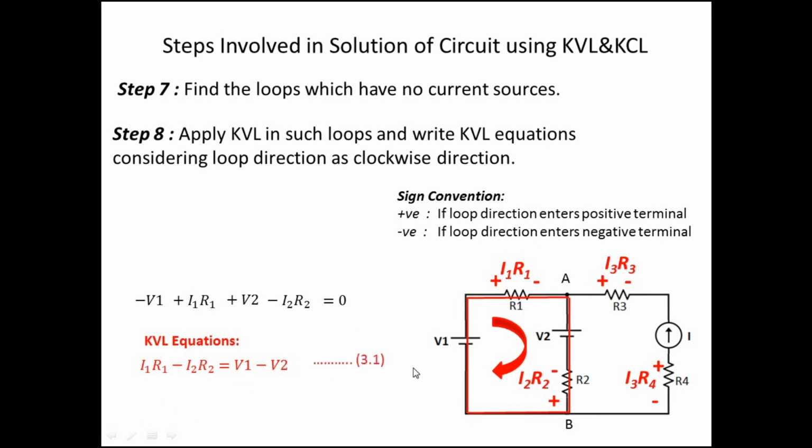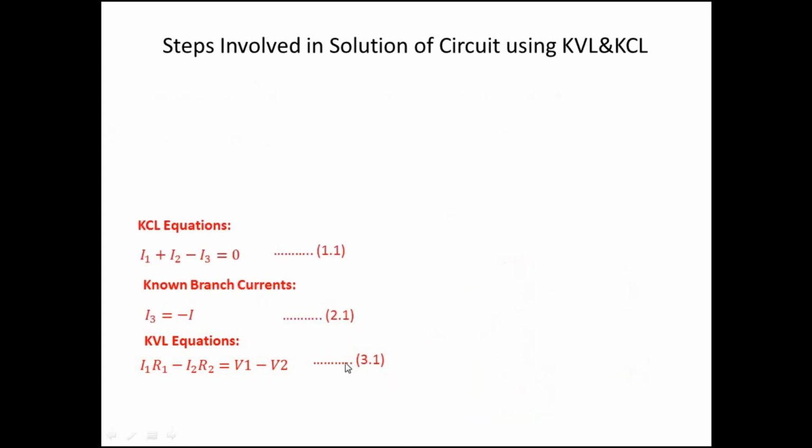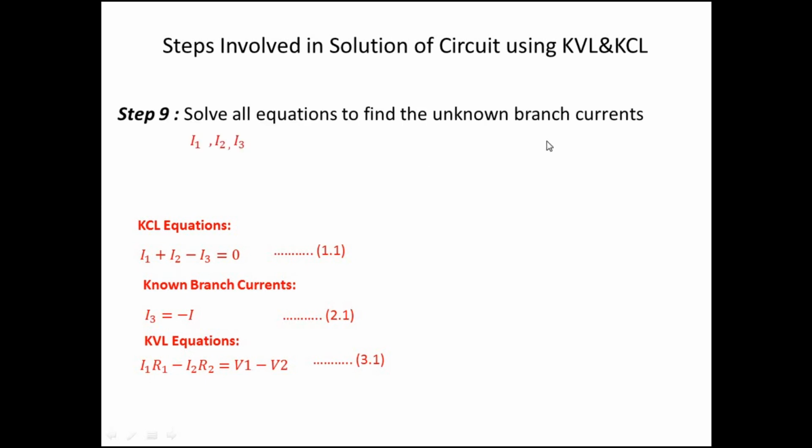We can number the equation as 3.1. So now we have the KCL equations, non-branch currents and KVL equations. This number will vary according to the circuit. If there are a number of principal nodes, we will have that many KCL equations. For the number of non-branch currents, there are that many equations. For KVL equations also, if there are a number of loops which have no current source, there will be that many equations. So we have this many equations, and we can solve for the unknown branch currents.